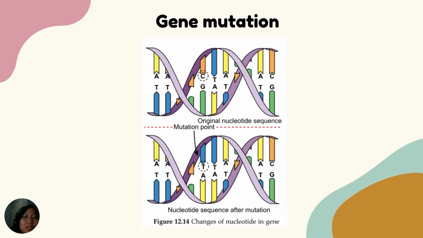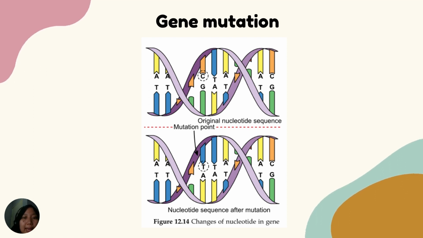And you can see the circle here. Originally, this is a C, cytosine. And then it underwent mutation. Now it changed into T, thymine. So there's a change in the nucleotide sequence code, from C mutating into T. Gene mutation is also known as point mutation, because it involves a certain point.